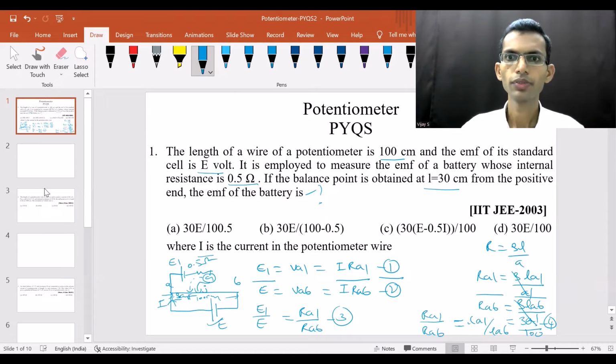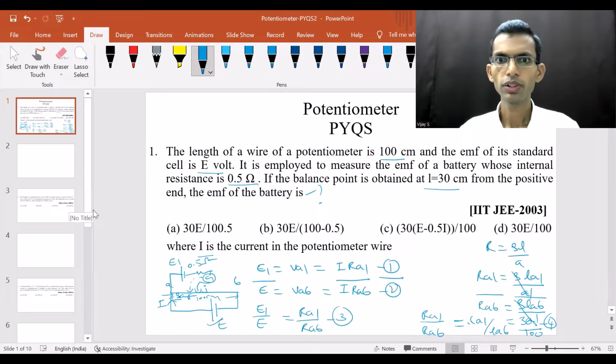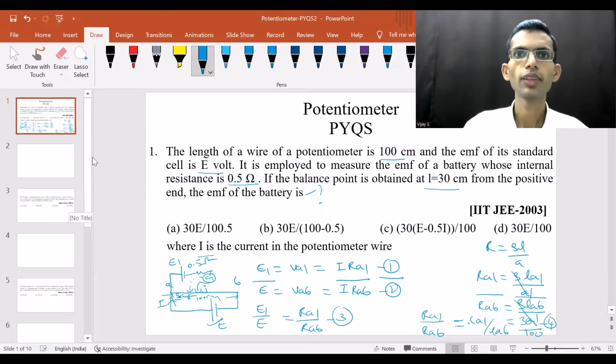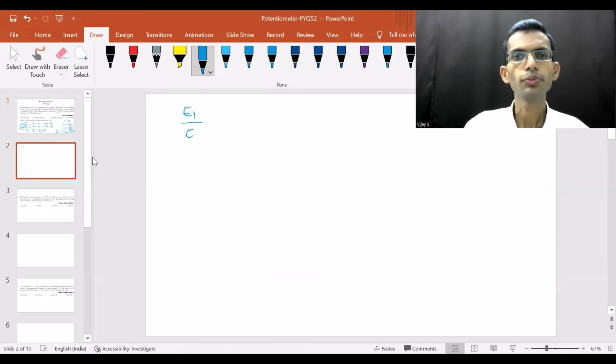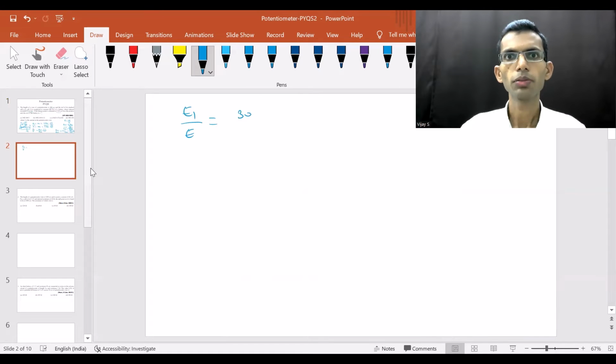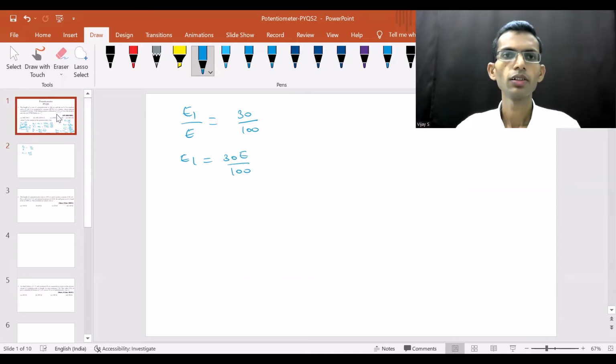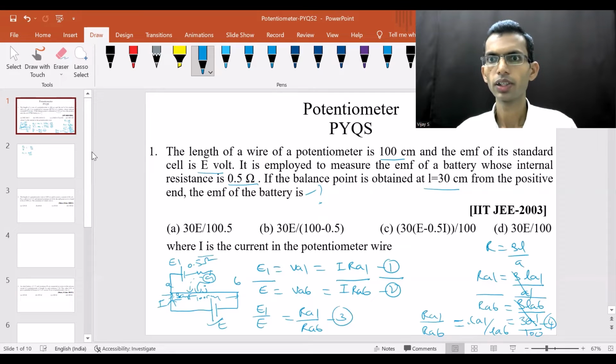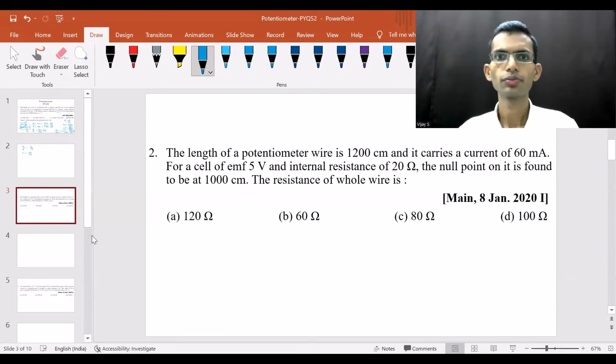When we substitute this into equation 3, we get E1 by E is equal to RA1 by RAB, which is equal to 30 by 100. So E1 is equal to 30 by 100 times E. That is the battery EMF. Which option is satisfying? You can see D. D is the answer. Let us move to the next one.